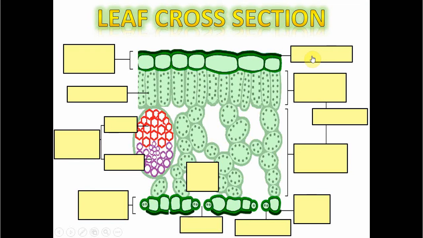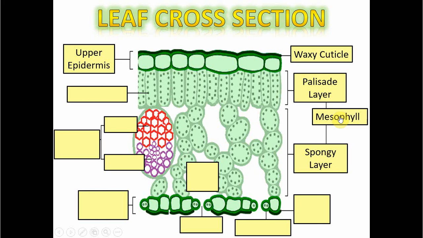Let's try to label the leaf. We have here the waxy cuticle, the upper epidermis, the palisade layer, and the spongy layer. They are called together the mesophyll layer. The mesophyll means middle layer, so they are called the mesophyll layer as they are the middle layer of the leaf. We have here the air spaces, the vascular bundle containing the xylem and phloem. Always the xylem looks or points upward.